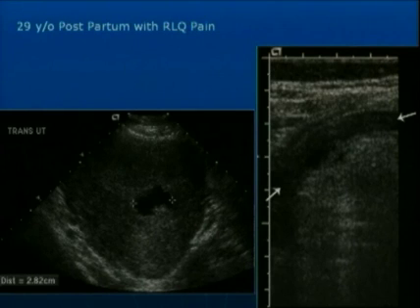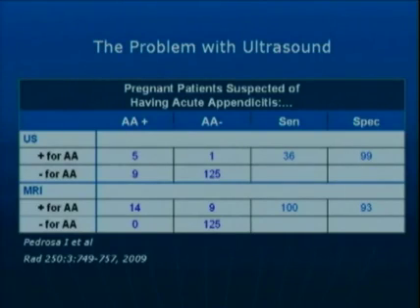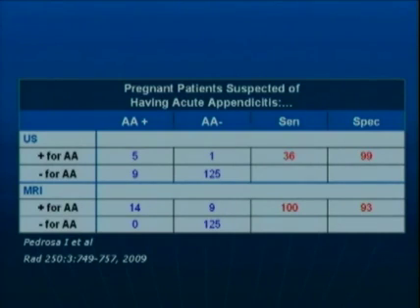Here's a more common example: a 29-year-old, postpartum, now with right lower quadrant pain. Ultrasound is very helpful. You can see some of this increased mesenteric haziness or edema in there, and then you see the blind-ending fluid-filled tubular structure corresponding to acute appendicitis. However, if we look at statistics here, ultrasound certainly is not as sensitive as MRI for acute appendicitis. Sensitivity of ultrasound in this series was only 36% compared to the sensitivity for MRI, which was 100%.